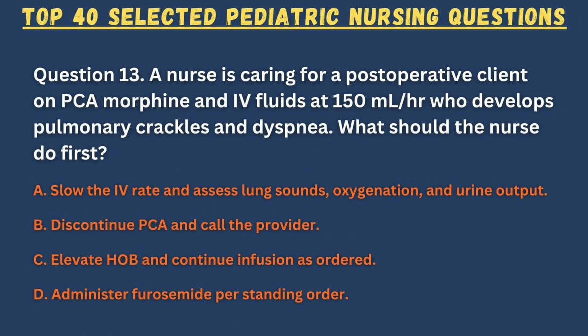Question 13. A nurse is caring for a postoperative client on PCA morphine and IV fluids at 150 milliliters per hour who develops pulmonary crackles and dyspnea. What should the nurse do first? A. Slow the IV rate and assess lung sounds, oxygenation, and urine output. B. Discontinue PCA and call the provider. C. Elevate HOB and continue infusion as ordered. D. Administer furosemide per standing order.